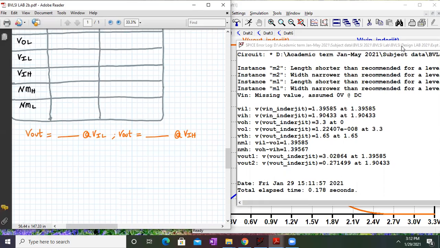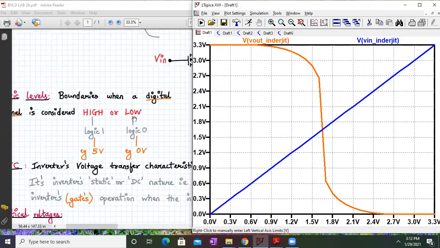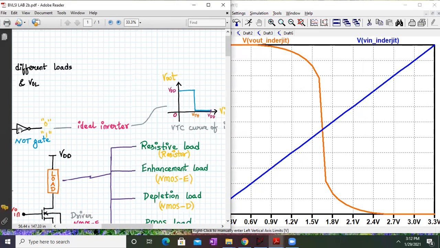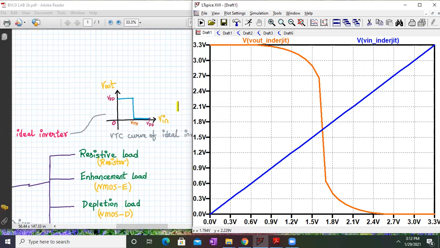We have to compare the four characteristics. You see over here, this is the sharpest curve which we are getting. You remember we started with the NOT gate, the ideal inverter. This is the sharpest one. The transition is very, very accurate. That's why CMOS is considered much, much better as compared to the earlier ones.